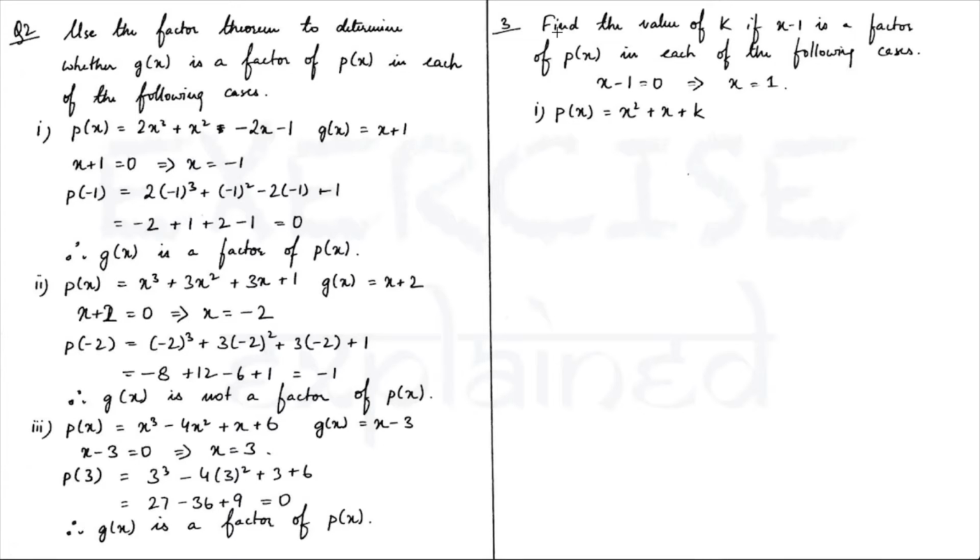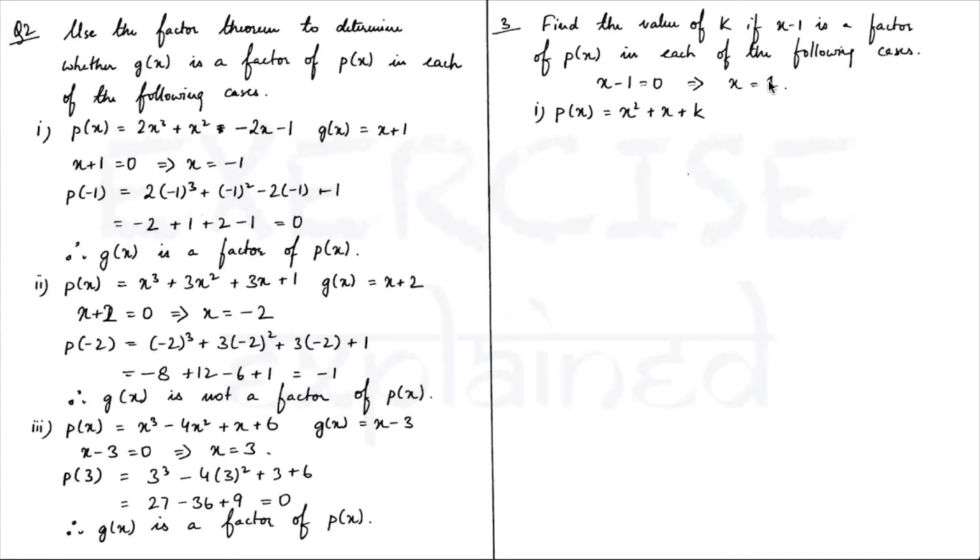Coming into the next question, find the value of k if x minus 1 is a factor of p of x in each of the following cases. Since it is given as x minus 1 is a factor, I would get the value of x from here. So x minus 1 will be equated to 0. Minus 1 goes to the other side, becomes plus 1, and I get x is equal to 1.